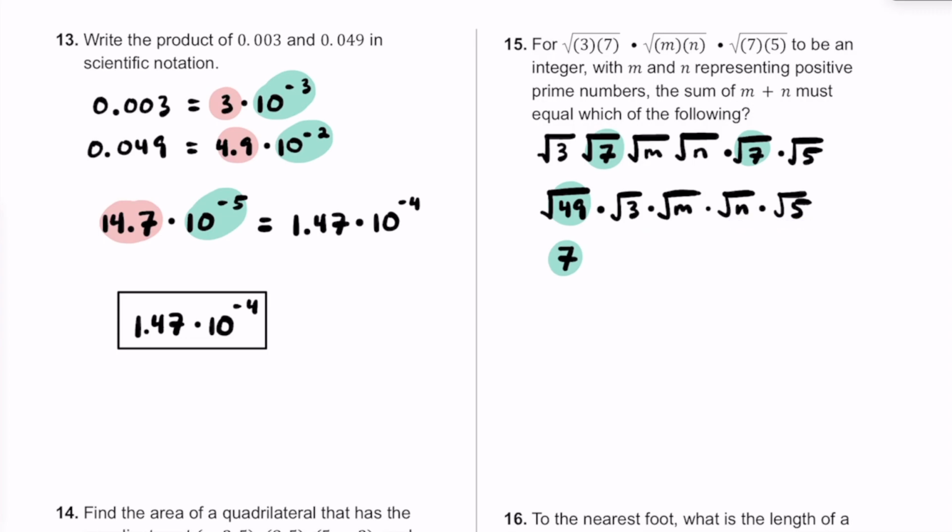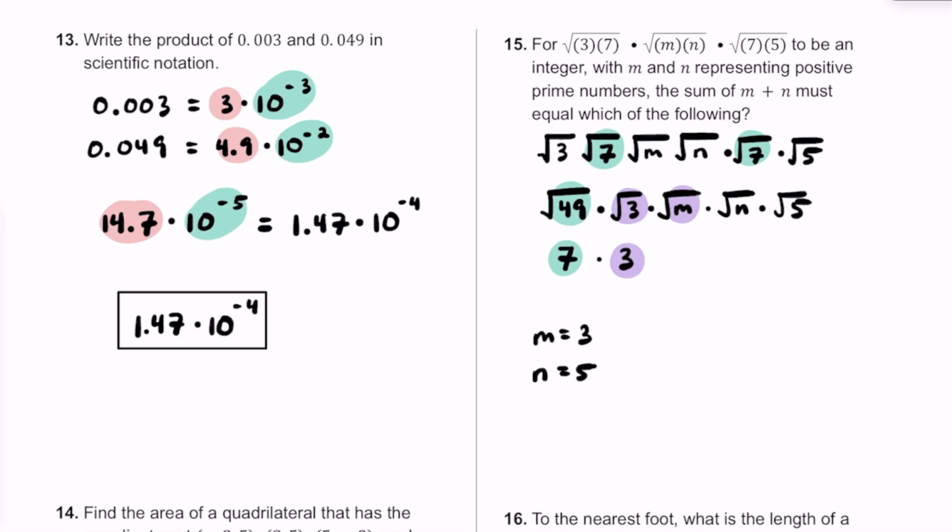So let's just say hypothetically that m is equal to 3 and n is equal to 5. If that was the case, then we would pair these up accordingly, right? If m was 3, then this would pair up nicely here, and you would see that that would be equal to the square root of 9. But then the square root of 9 would just be equal to 3, so that would work out really nicely, right? And that would be an integer.